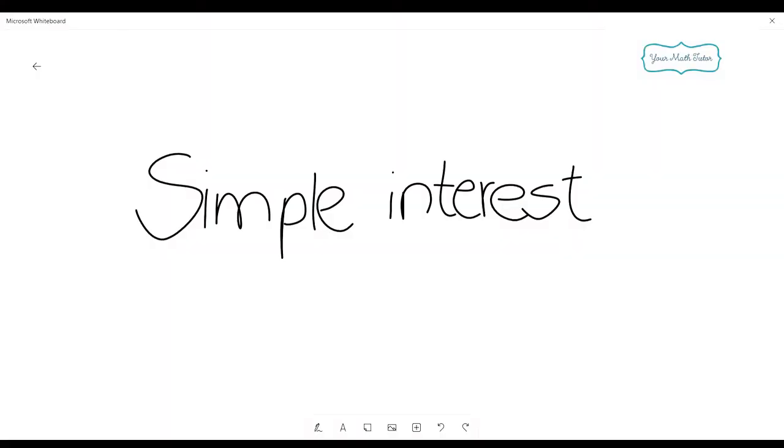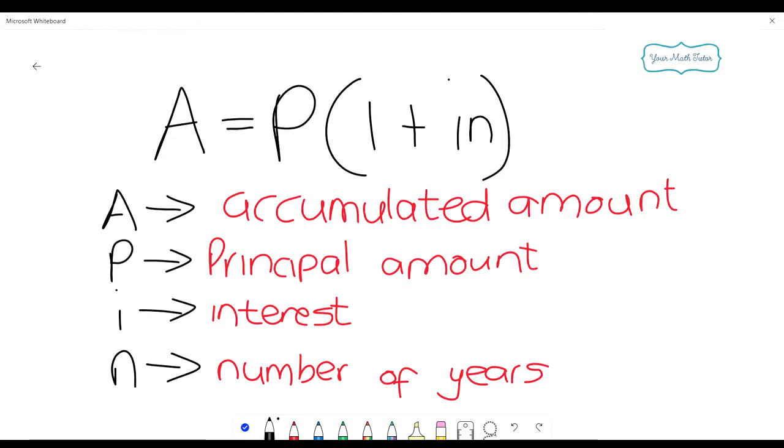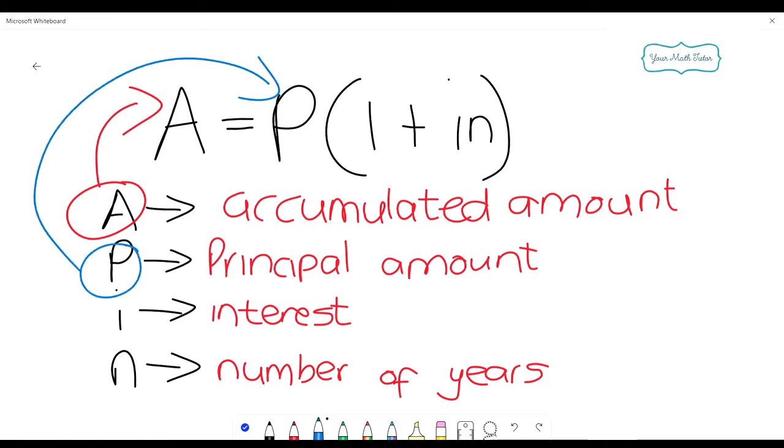Going to discuss simple interest. Using simple interest, this is the formula: A = P(1 + in), where A is the accumulated amount, which is the amount at the end of the term. If it was a loan, it is the amount you end up owing. If it was a savings, it is the amount that you end up getting after investing a certain amount of money.